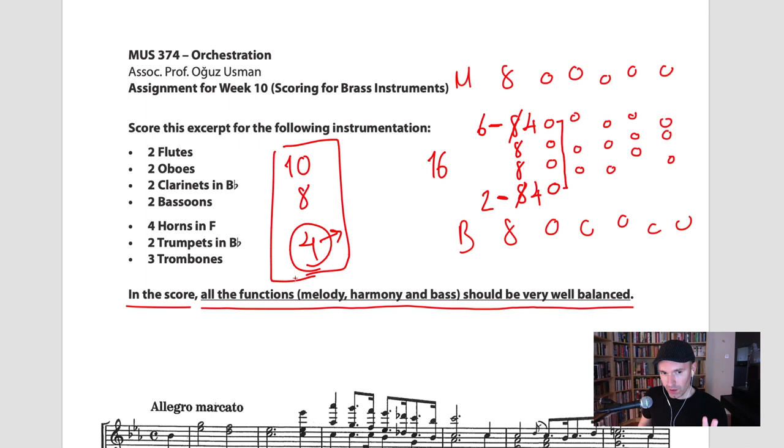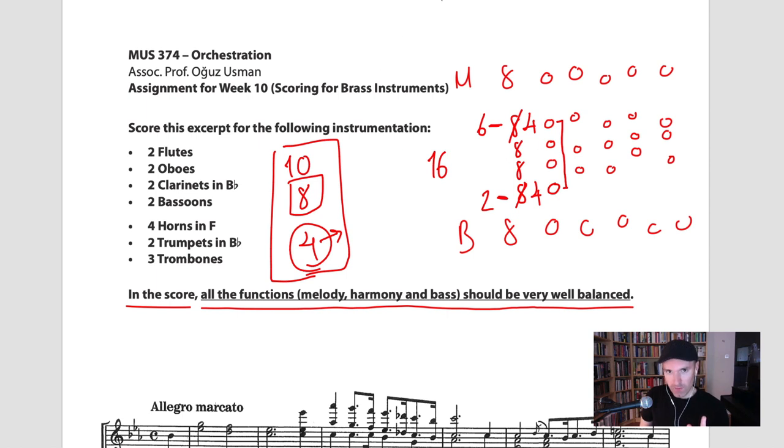But you cannot rely entirely on this method. There are also other factors. There is the character of the music. Sometimes we want the bass softer, weaker. And sometimes we want the harmony stronger than the melody and bass. So, this is one thing.